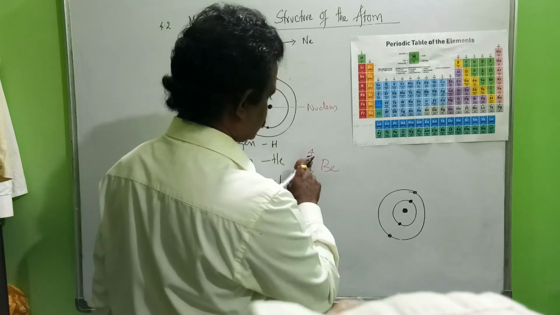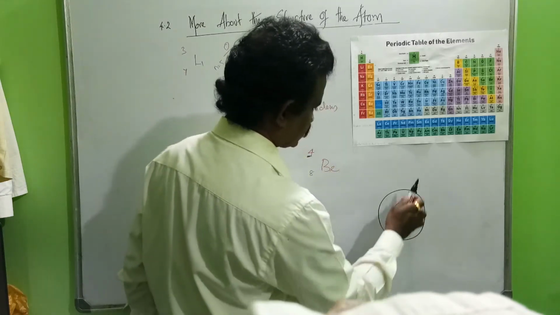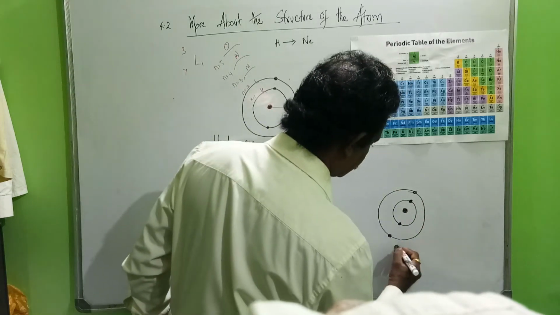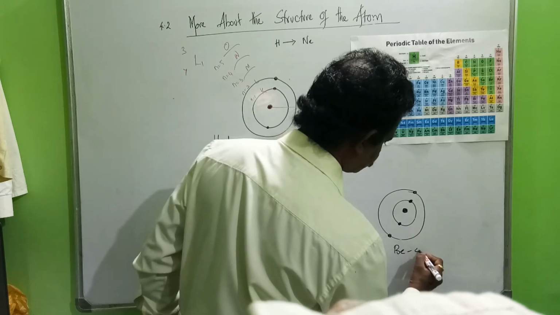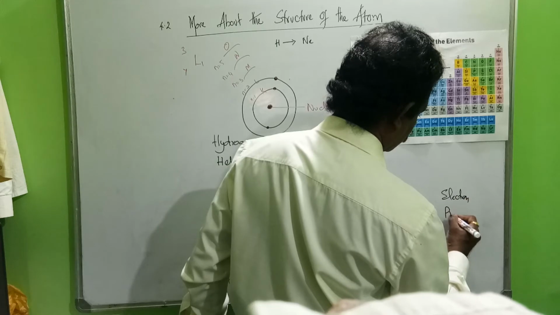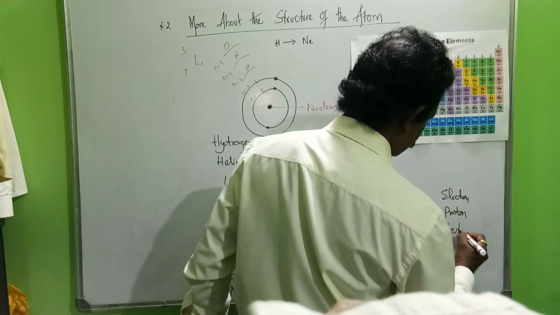how many electrons are there? The atomic number is 4, so there are 4 electrons. Is it clear? Now you should write for beryllium. This is called Be, beryllium 4. Now you should write the number of electrons for each one: electrons, protons, and neutrons. So all this you have to write.